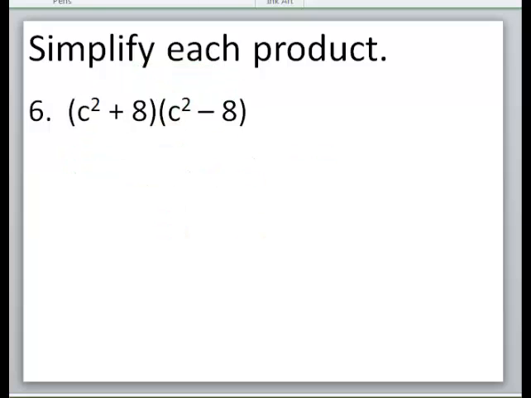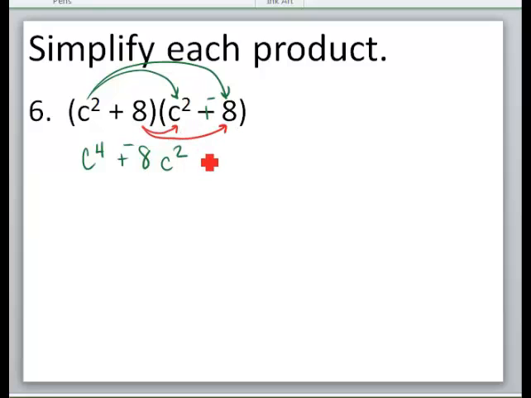Let's see another one of those. I've got c squared times c squared, which is c to the fourth. I've got c squared times negative 8, which would be a negative 8c squared. Then I'm going to take my 8 and distribute it through. Those are my inner terms. On my last terms, 8 times c squared is 8c squared. And then 8 times negative 8 is negative 64.